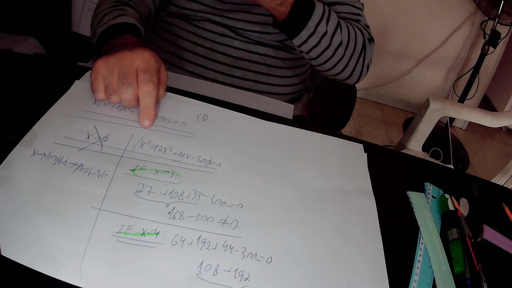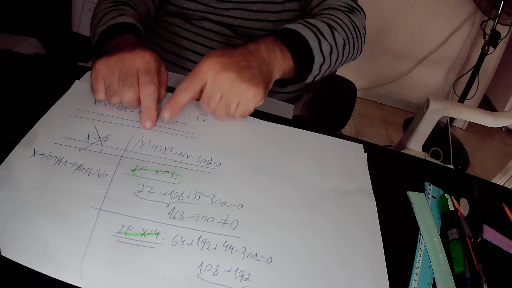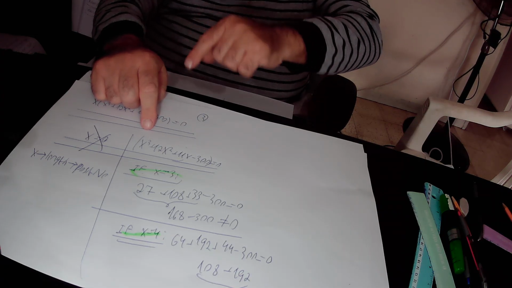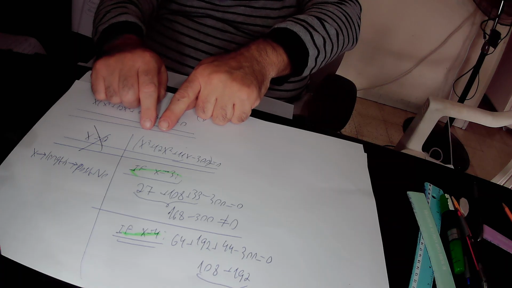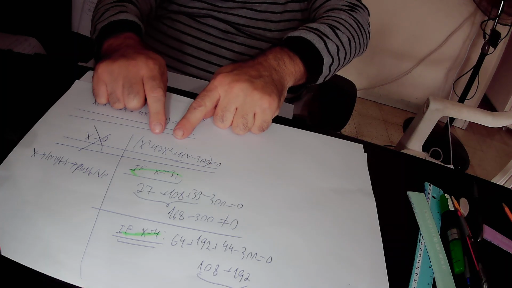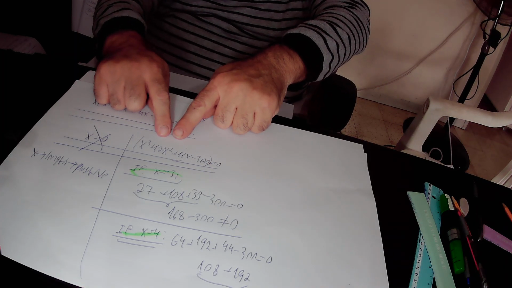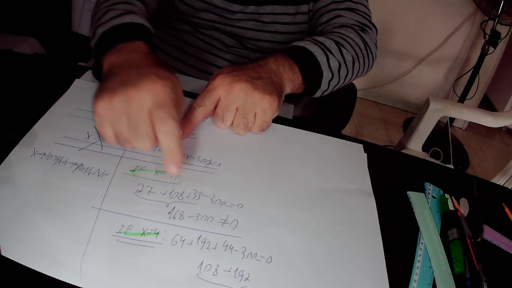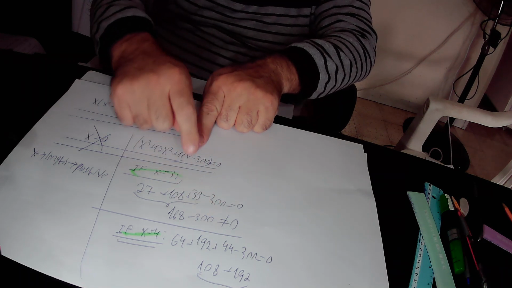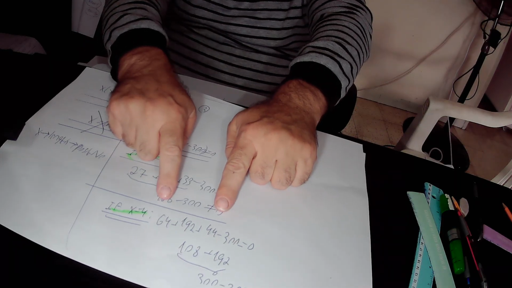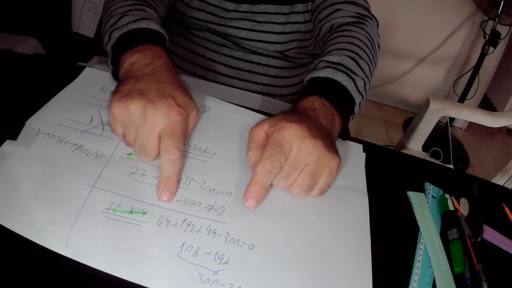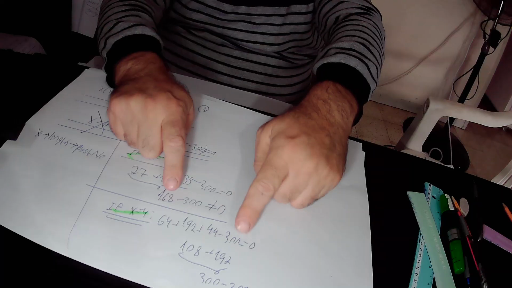In the next step, we check if x equals 4 solves this equation. So we just have to substitute x by 4 in order to check. If x equals 4, then x cubed is 4 times 4 times 4, that is 64, plus 12x squared. x is 4, so x squared is 4 squared, that is 16, and 16 times 12 is 192, plus 11x. x is 4, so 11x is 4 times 11, that is 44, minus 300. 64 plus 44 is 108, plus 192 is 300, and 300 minus 300 is 0.